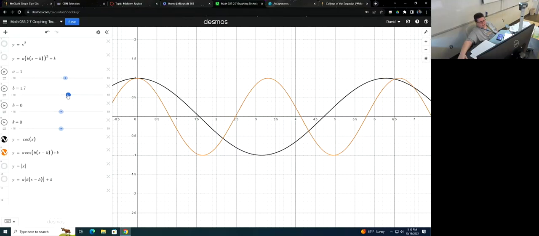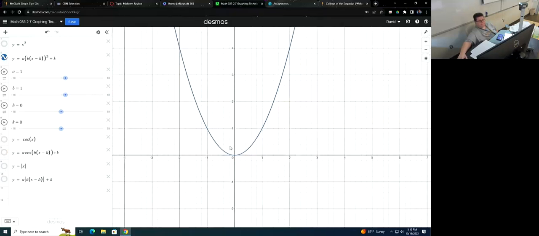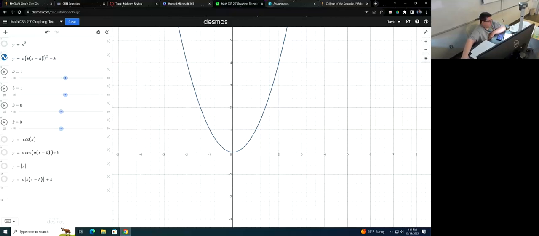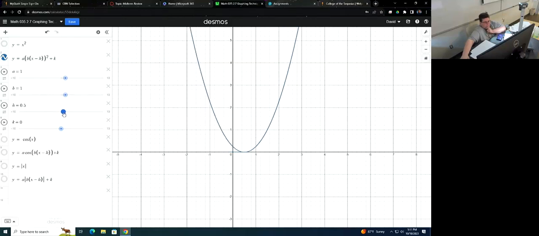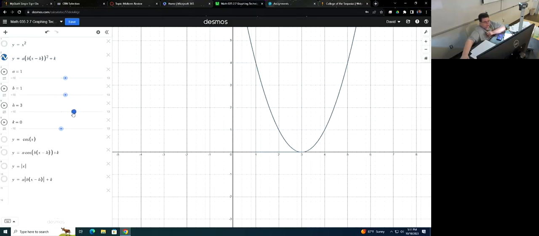So let me set everything back to 1 here. And I can turn off that one. Let's go back to the parabola. Now H is the one on the inside. When H goes up, what's going on with the graph? It moves to the right. Right now, H equals 3.